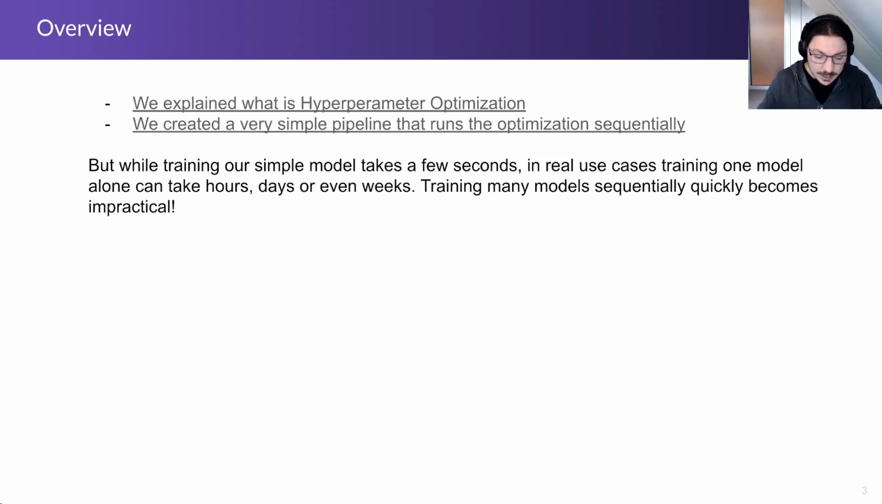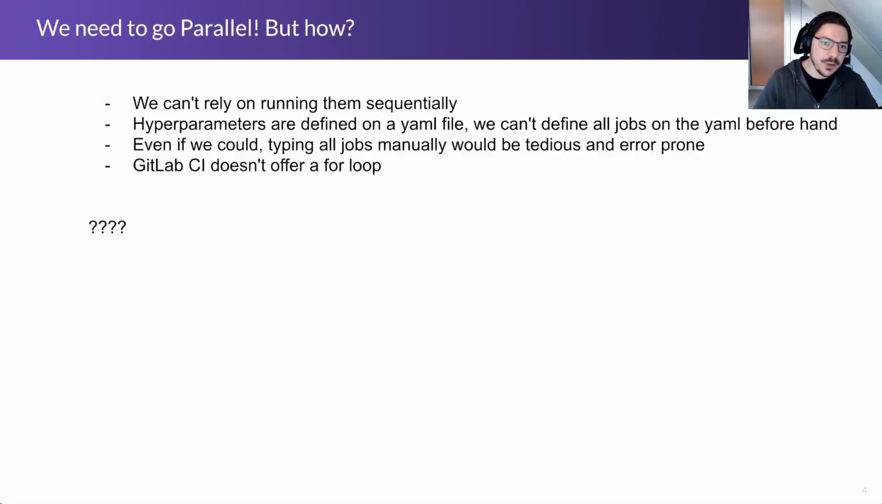So running the trials sequentially doesn't really scale that well. If we can't rely on running them sequentially, we have to do this in parallel. But how can we do this? Our hyperparameters are not preset, they are defined in a hyperparameters.yaml file. When I'm coding the CI, I don't know how many jobs I will need at runtime, so I cannot really write them down. And even if I could, that would be a very tedious process. So how can we go about this?